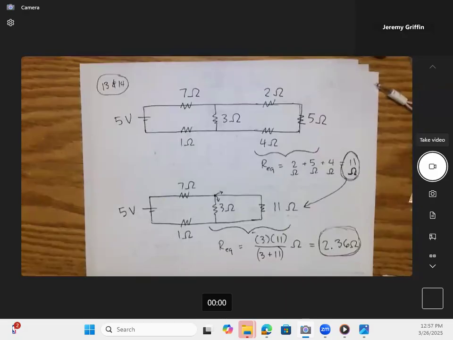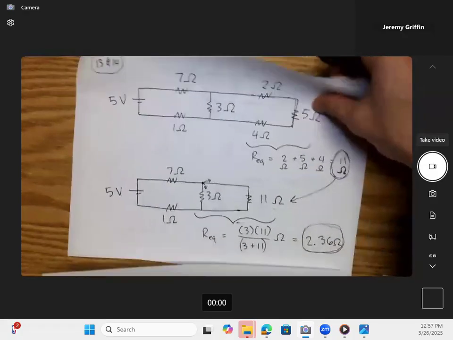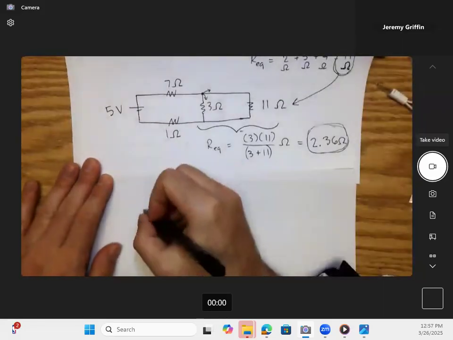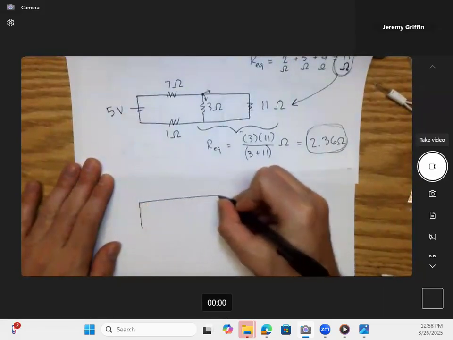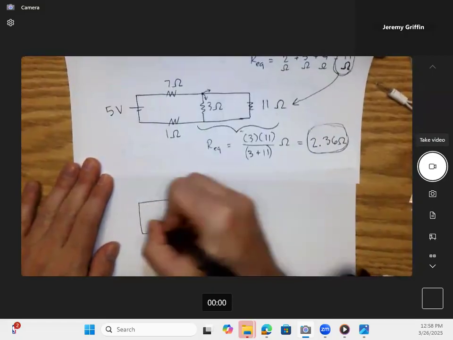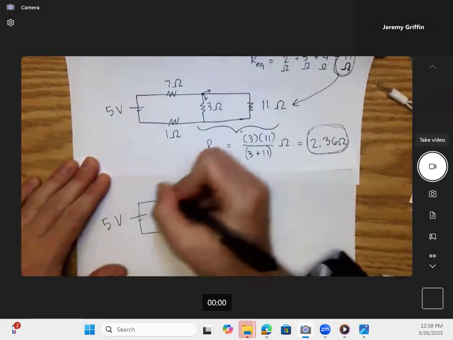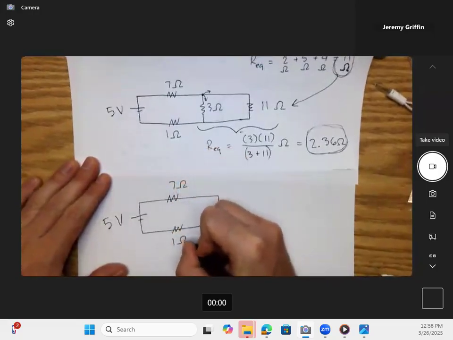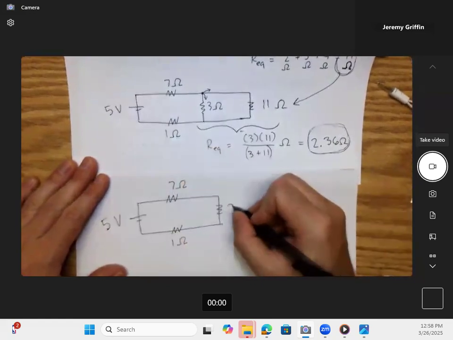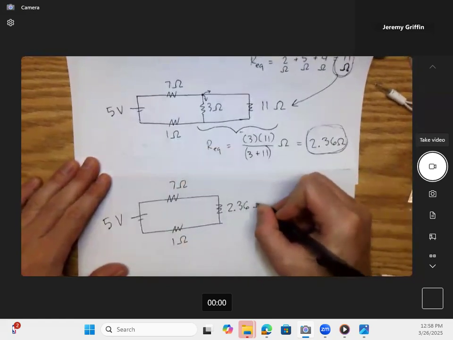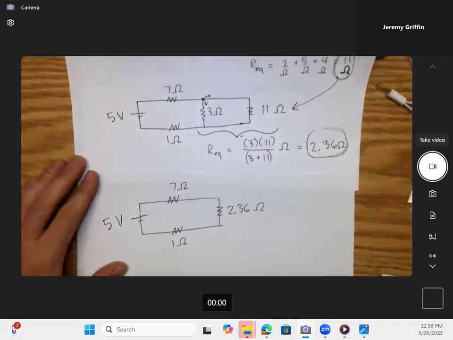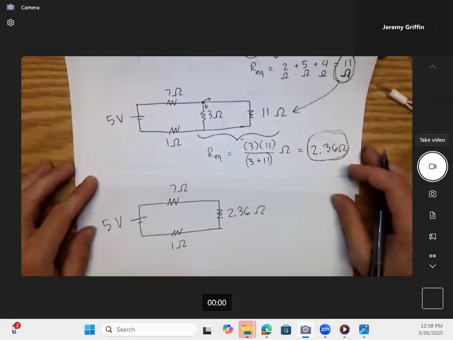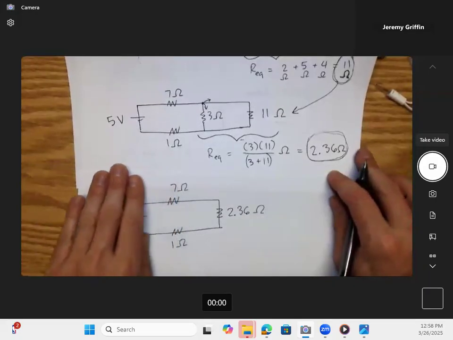So ready for next step. Let's redraw the circuit again. So pick up from that point. There. Everybody up to where I am? Good stuff. Okay. So work back towards the source, run into these.